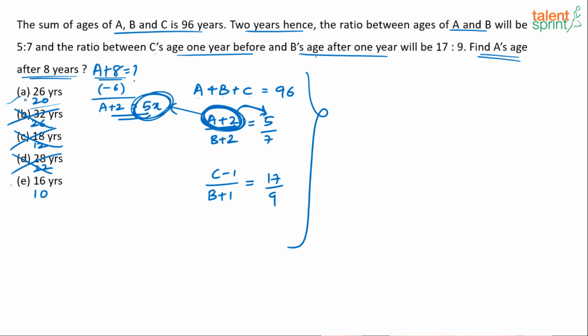How do we check whether A is correct or E is correct? Simple. Pick either A or E and verify the remaining conditions. There are other conditions also, right? There are other conditions also here. So check which one is satisfying the other conditions.